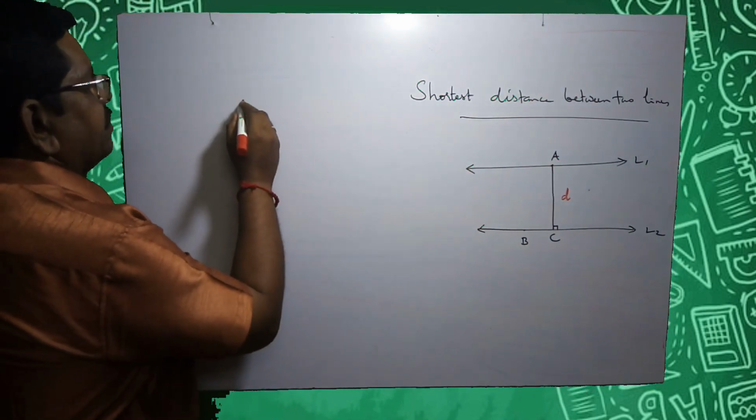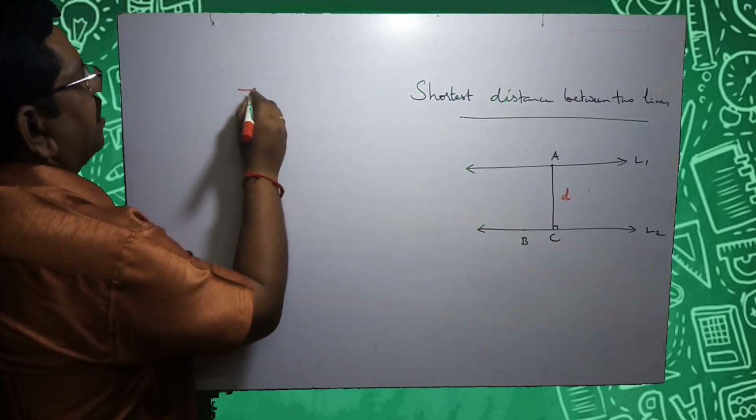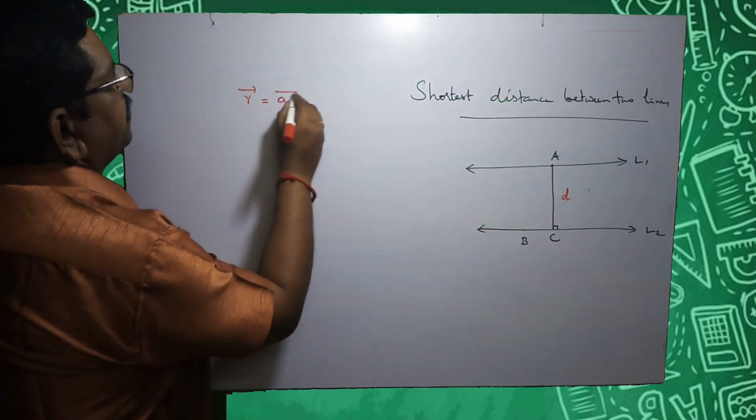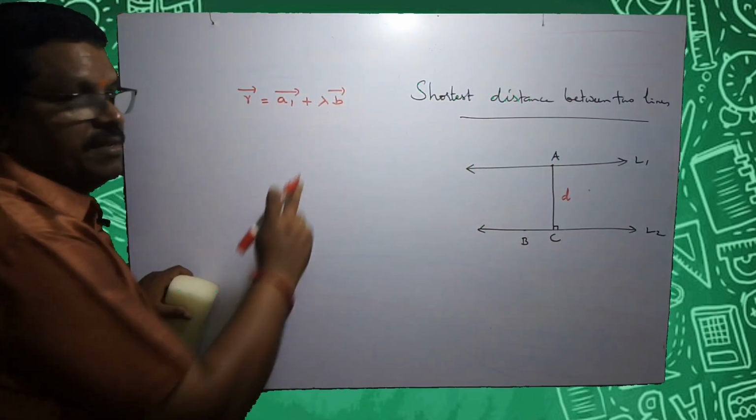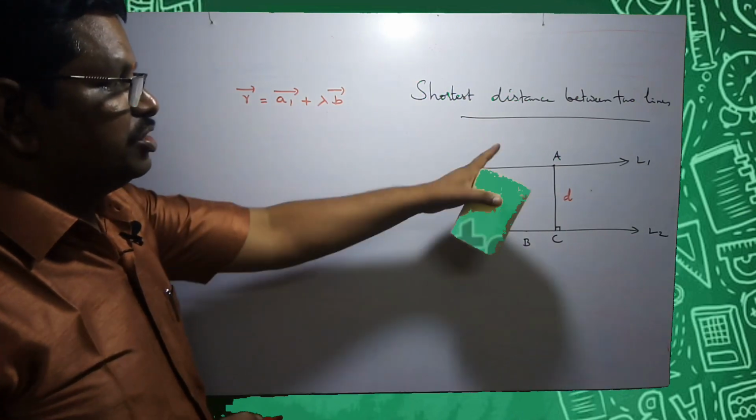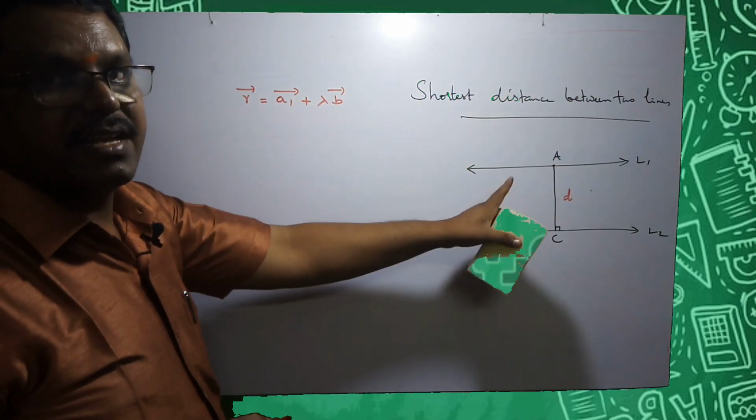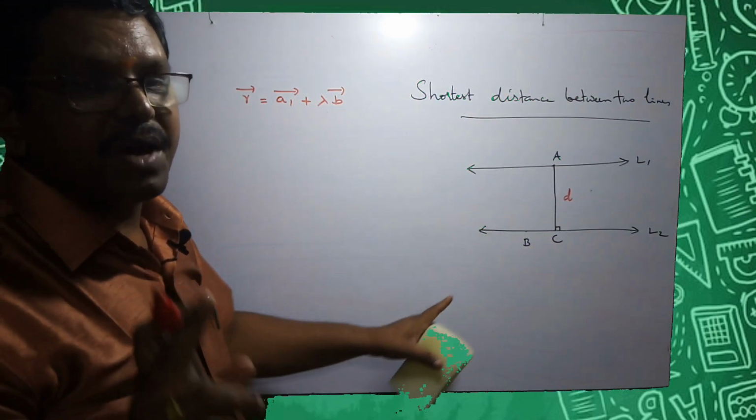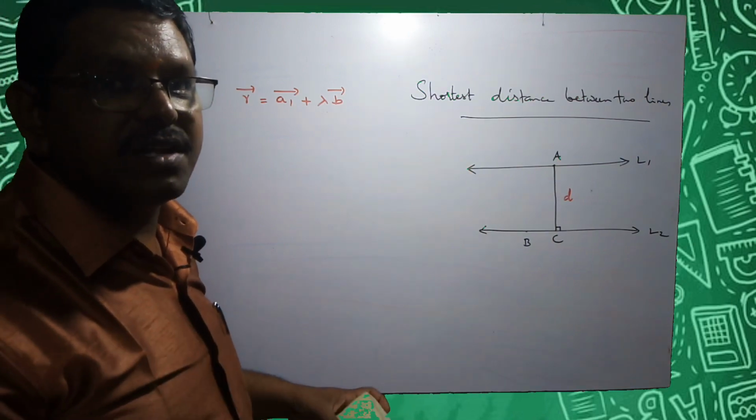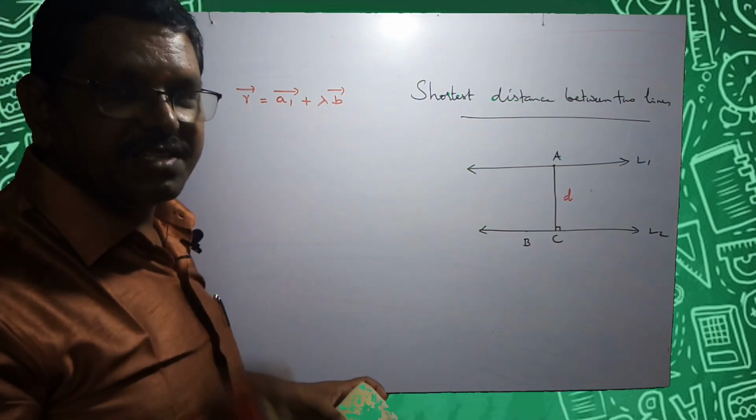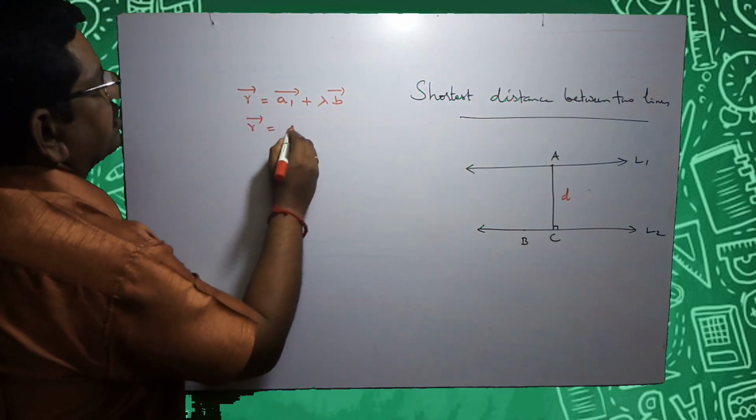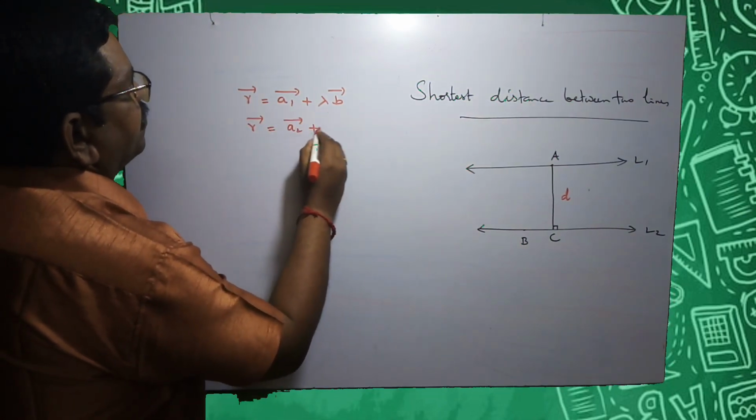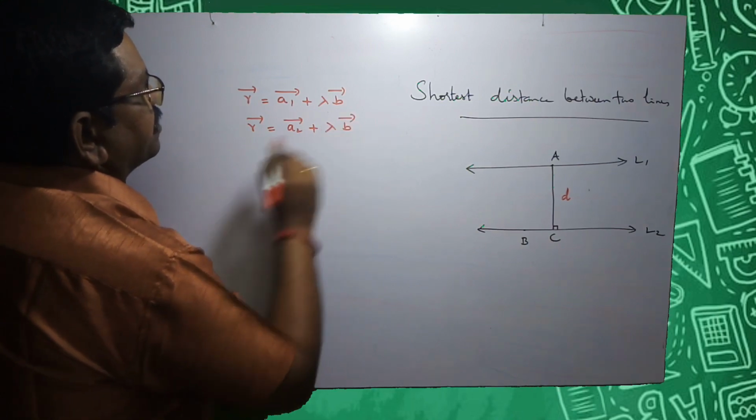Now the equations will be like this: r vector is equal to a1 vector plus lambda b vector. It is not b1 vector because these two are parallel lines. Direction ratios of two parallel lines are always equal. In our previous video we discussed it. So the other one is r vector is equal to a2 vector plus lambda b vector. These two are the same.